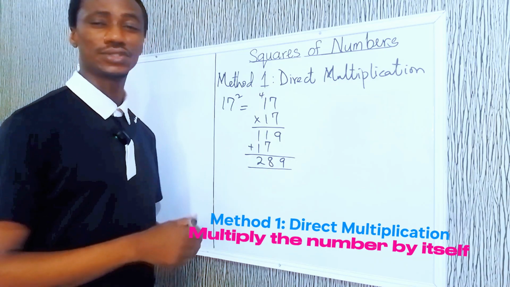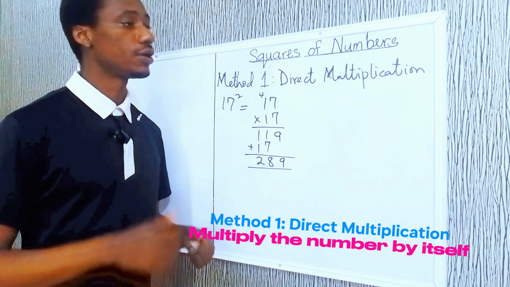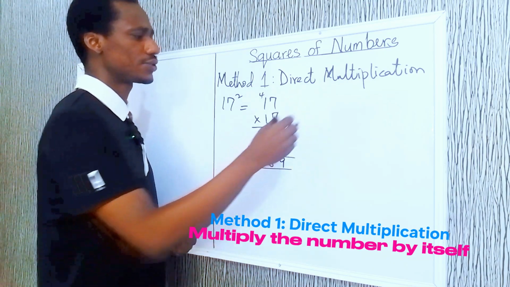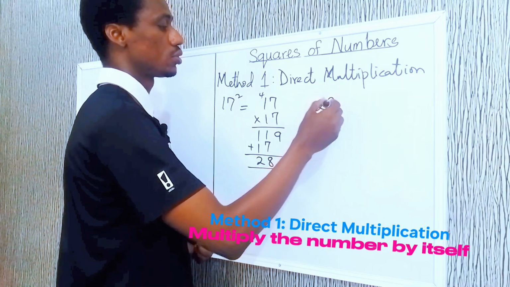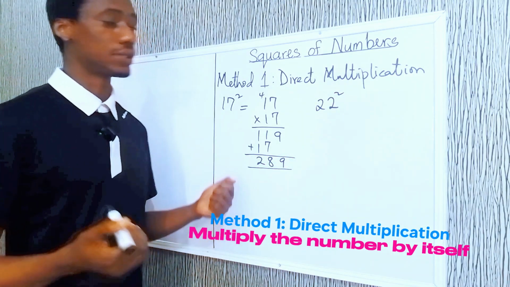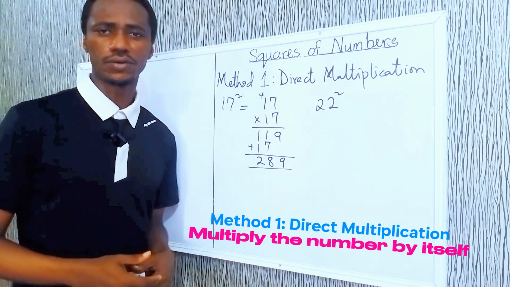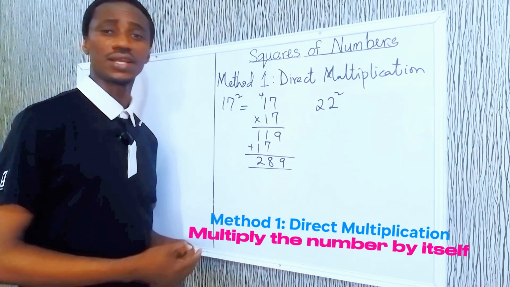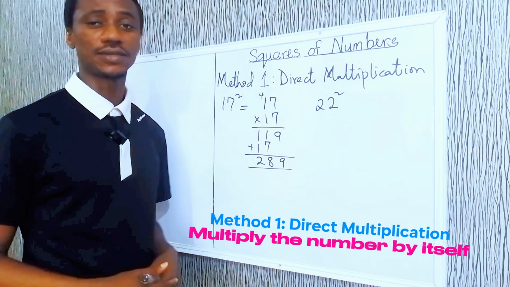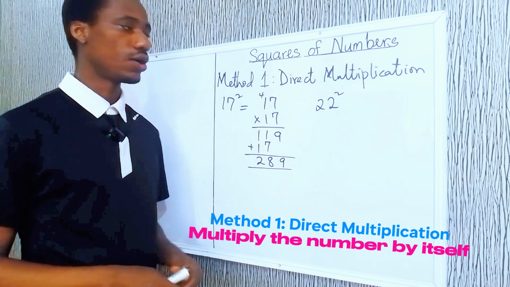So we're looking for the square, no matter how big the number is, multiplied by itself. If I ask you to do the square of 22, you should just do 22 times 22, or I say do the square of 3580. Multiply 3580 by itself, and then you have the square of the number.